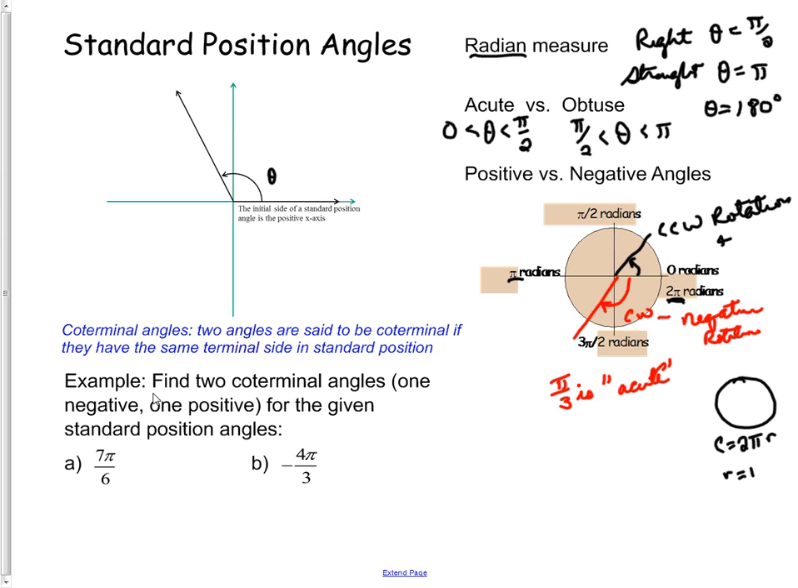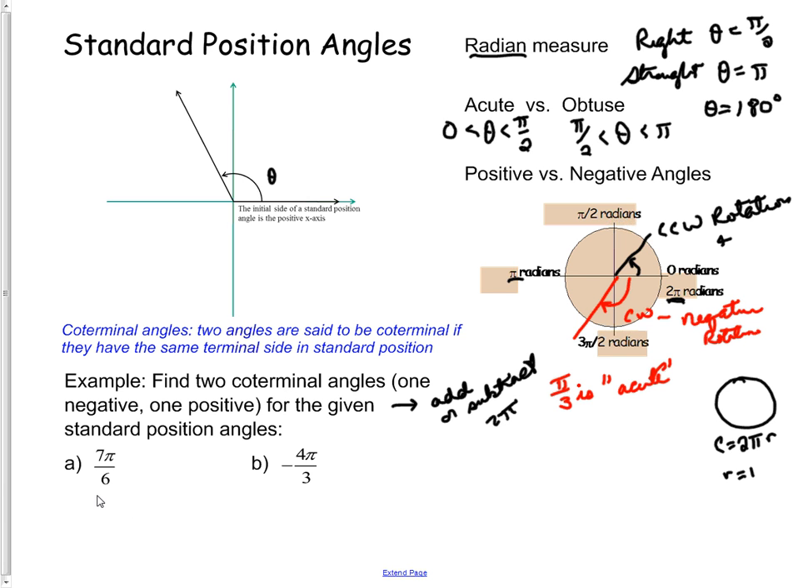All right, so let's say that we're told to find coterminal angles. When we were dealing with degrees, we had to add or subtract 360 degrees to get that rotation. In this case, we're not going to be adding or subtracting 360 degrees. We're going to add or subtract 2 pi instead. So add or subtract 2 pi to an angle to get its coterminal position.